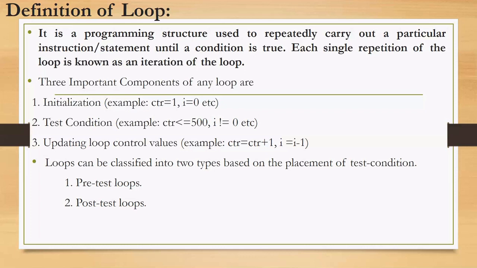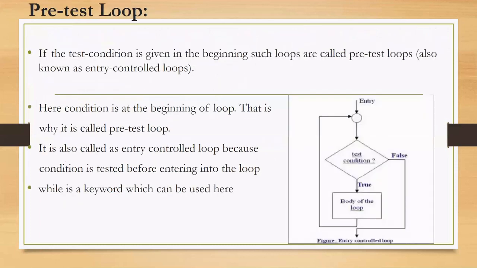Next, loops can be classified into two types based on the placement of test condition. The first one is pre-test loop, and the second one is post-test loop. These are the two classified types with respect to the test condition. First we'll understand pre-test. As the name itself says, pre. If the test is given at the beginning, before the loop starts, we call it a pre-test loop, also called an entry controlled loop.